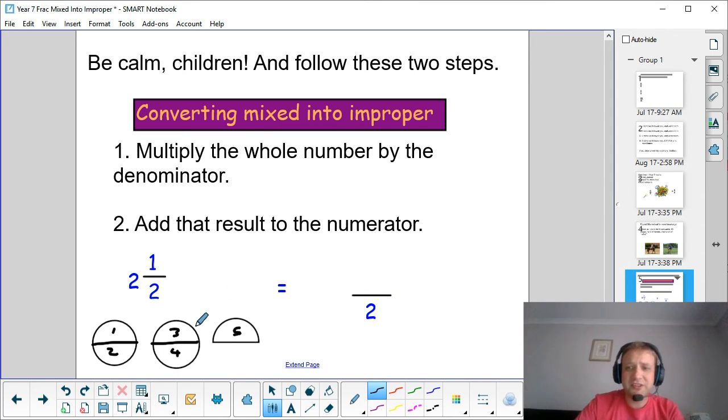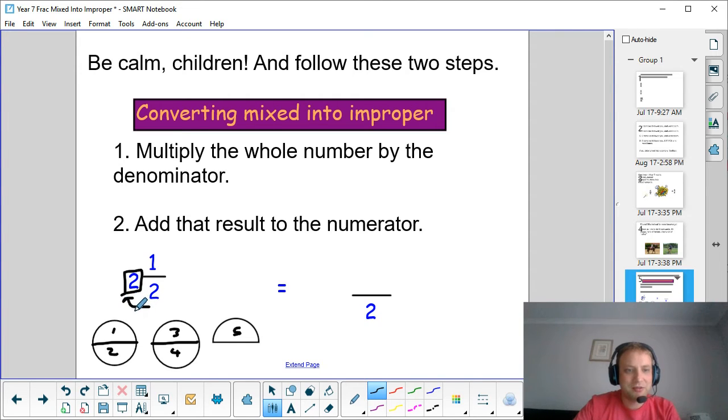If you don't want to do it visually and have your circles and cut them in half and do things like that, you can follow these 2 steps. You just get your whole number and you multiply it by the denominator. All right, we're going 2 by 2. And that's where these 4 pieces come from. And once we get those 4 pieces, we add it to the half we've already got, and that gives us our 5 halves. Some people like to show their working out visually like this, like a little flowchart.